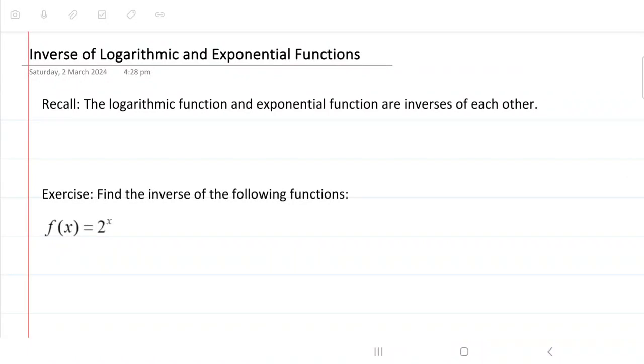Good day everyone. In this video, we are going to talk about the inverse of logarithmic functions and exponential functions. In our past lessons, we have learned that the logarithmic function and exponential function are inverses of each other.